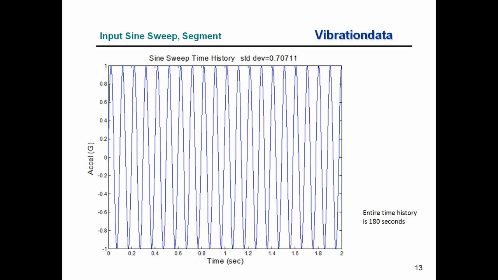Well, here's the sine sweep, essentially the one we just generated or synthesized. Now, I'm only going from 0 to 2 seconds here, but the entire time history is 180 seconds. But this just gives you an idea that, yes, there is a sine sweep that underlies that signal. And the peak G level is 1 G, so the standard deviation is 0.707 G.